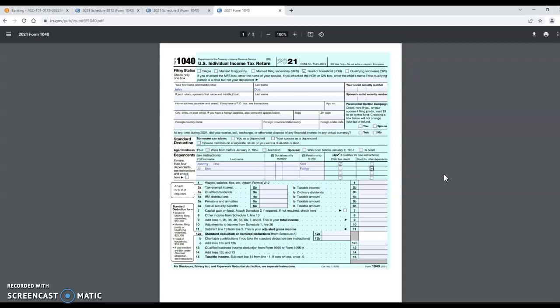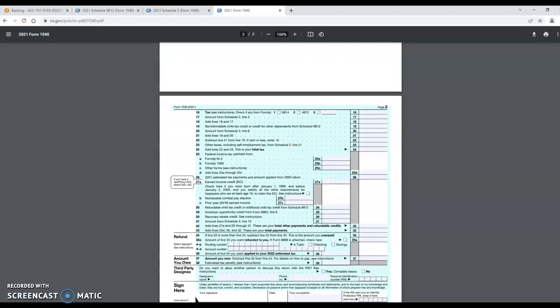At this point, we need to know John's AGI. So let's say he makes $30,000 in wages, and he has nothing else. So he has $30,000 in AGI. The next step is to fill out the 8812 form.